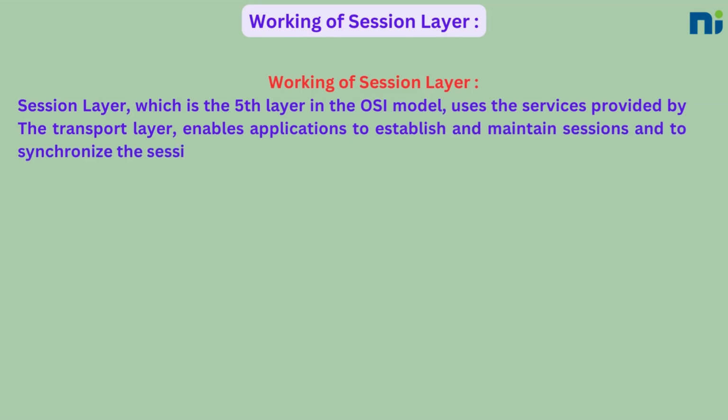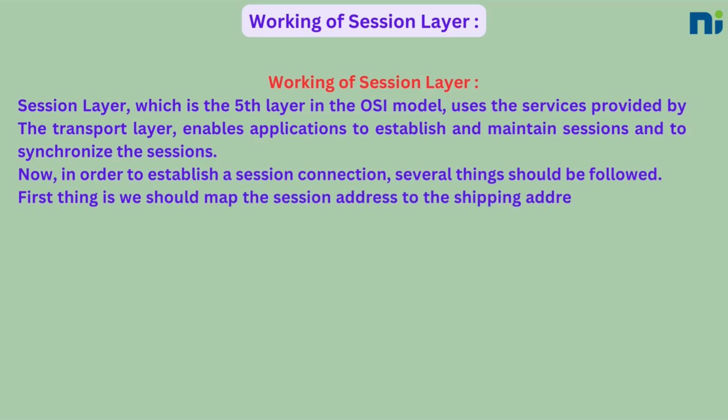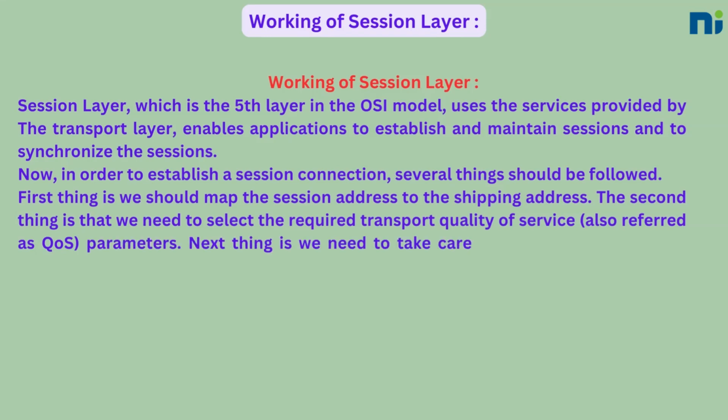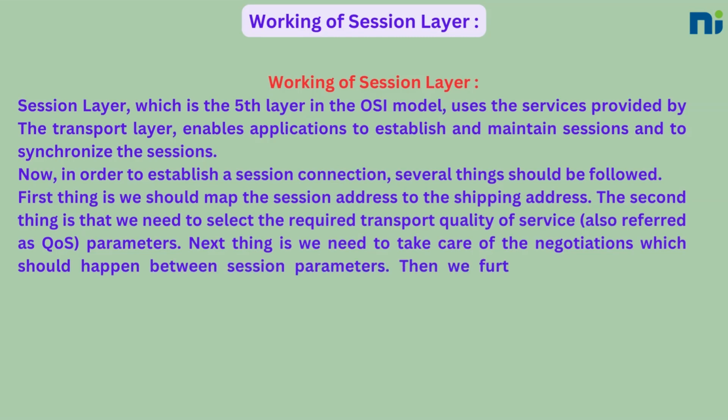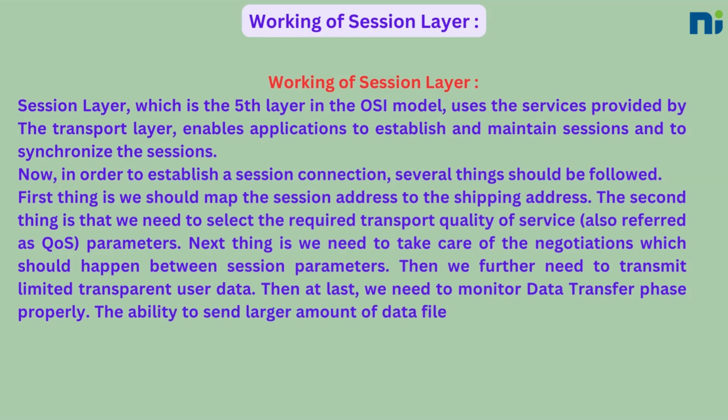Now, in order to establish a session connection, several things should be followed. First thing is we should map the session address to the shipping address. The second thing is that we need to select the required transport quality of service, also referred as QoS, parameters. Next thing is we need to take care of the negotiations which should happen between session parameters. Then we further need to transmit limited transparent user data. Then at last, we need to monitor data transfer phase properly. The ability to send larger amount of data files is extremely important and a necessary thing too.